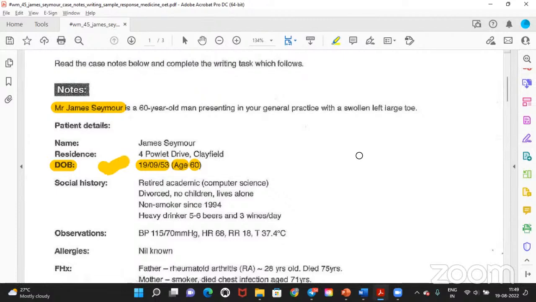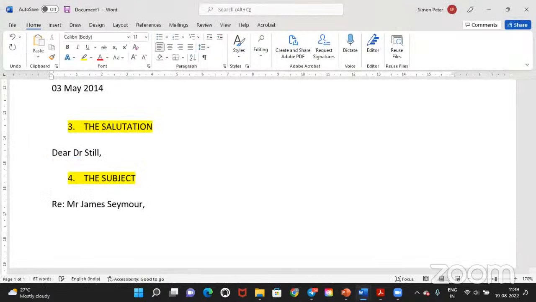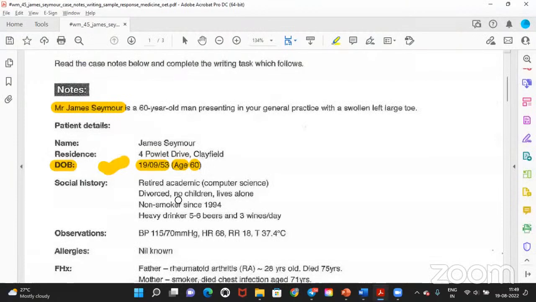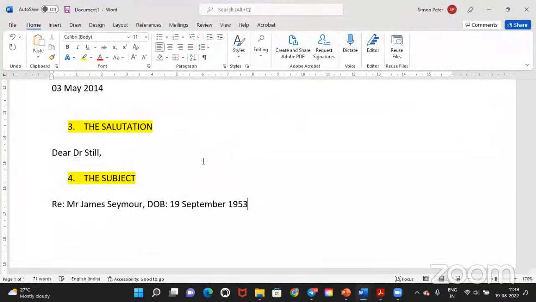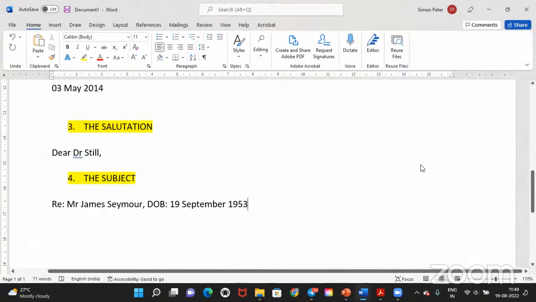19 September 1953. So that's it. Date of birth, D-O-B, capital letters, colon. Okay, 19 September 1953. So this is how you're going to write it here. It is as simple as that.